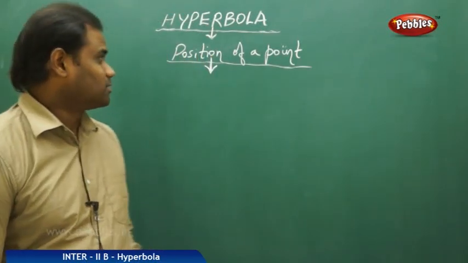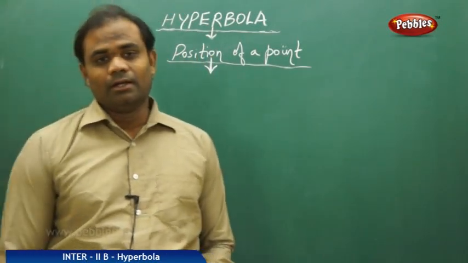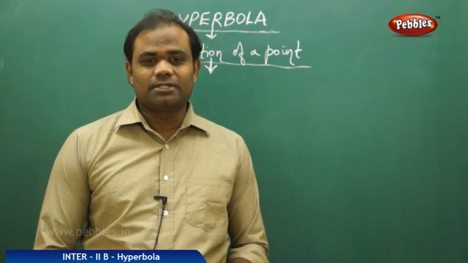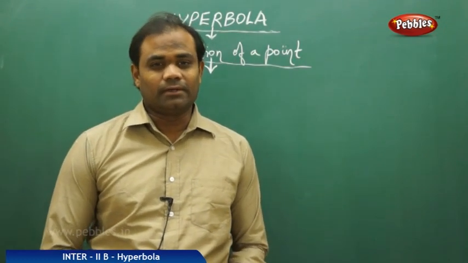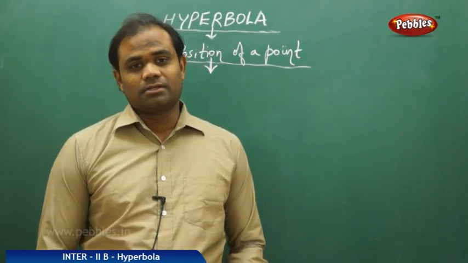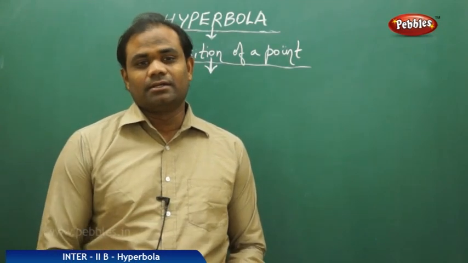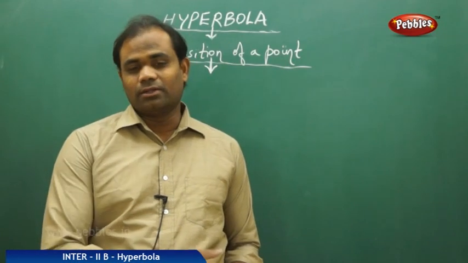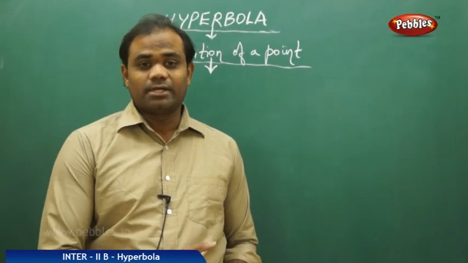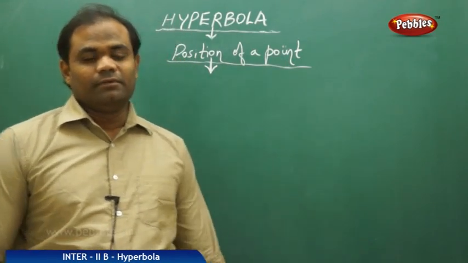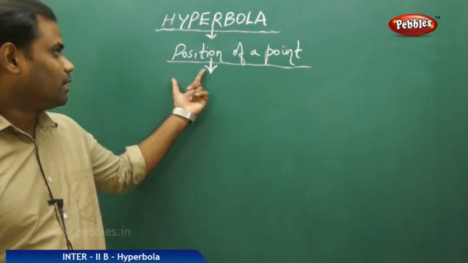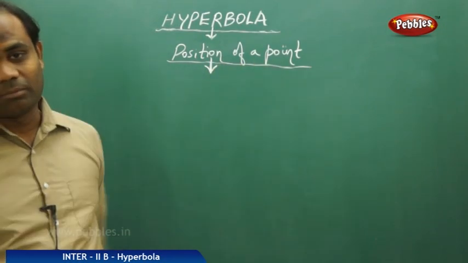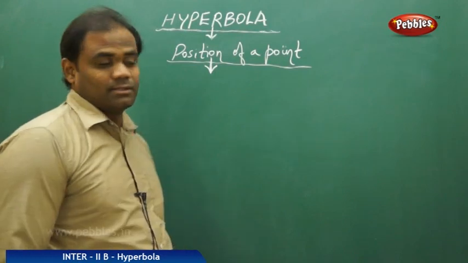Position of a point with respect to the hyperbola. Now, as in the previous case, we have discussed the position of a point leading to three cases. One is the point lying inside the ellipse or parabola, the point P lying on the ellipse, and P lying outside the ellipse. Similarly, we define for the hyperbola its respective position of a point, divided into three cases.